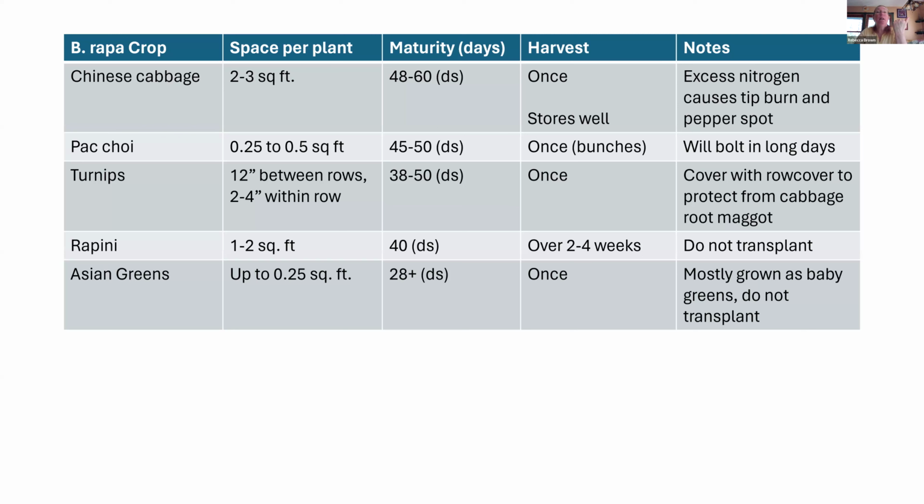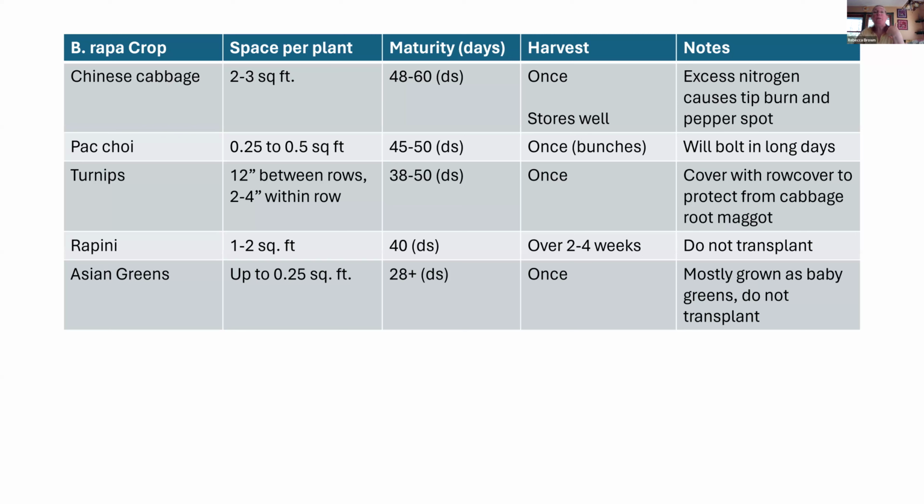Bok choy is a lot smaller than Chinese cabbage. It is much easier to grow. It will bolt in long days, so it can be tricky to grow in the May-June time period. You have to be really careful to harvest your early spring plantings before we get much into May, and to make sure that the later crop is not exposed to extended cold nights.